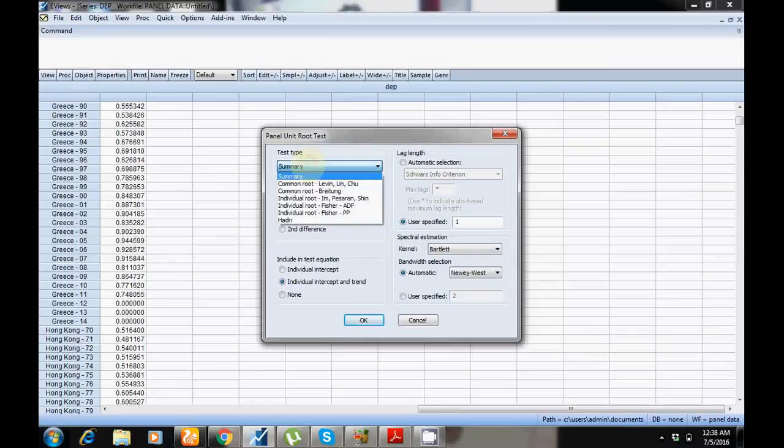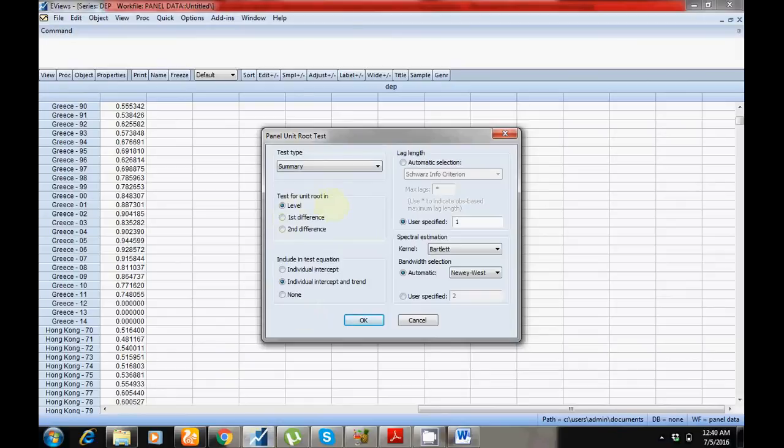But if you like only one test, like Levin or Im-Pesaran-Shin, you can choose a single one, but it's good to keep the summary. So friends, we are checking the unit root in level form. By default it's level, and from here I choose intercept. My null hypothesis is that there is a unit root. Okay friends, as I chose summary, in the summary I have different tests like Levin-Lin-Chu, Breitung, Im-Pesaran-Shin, ADF and PP.